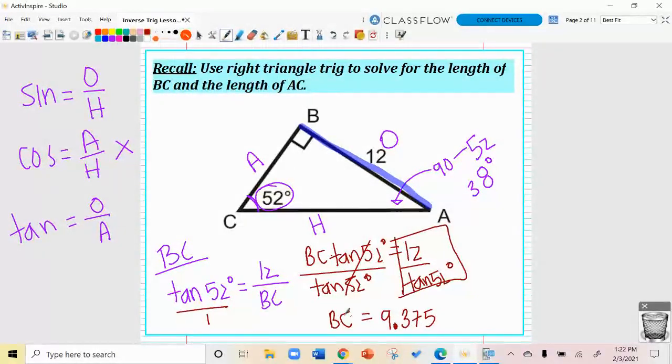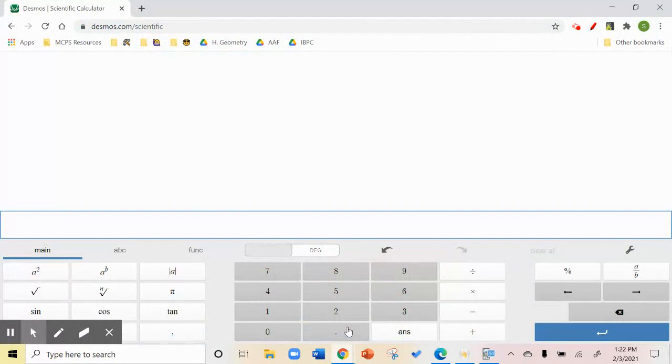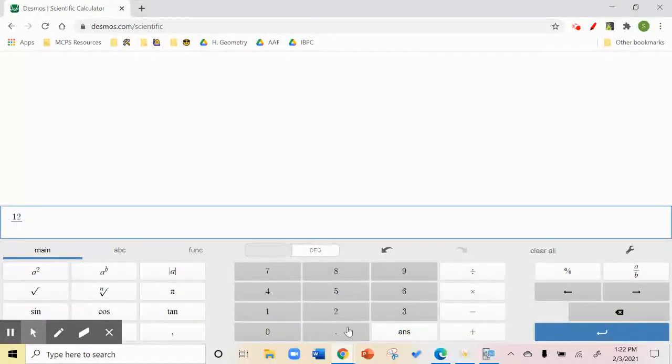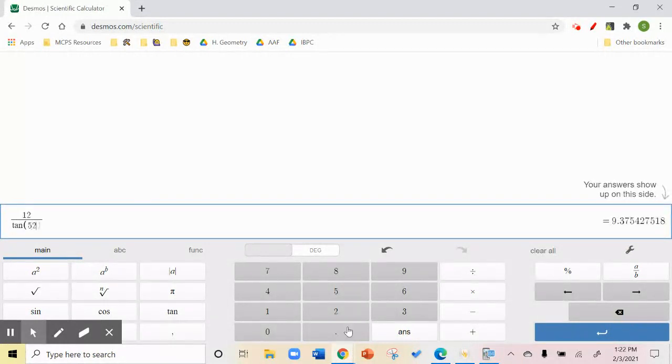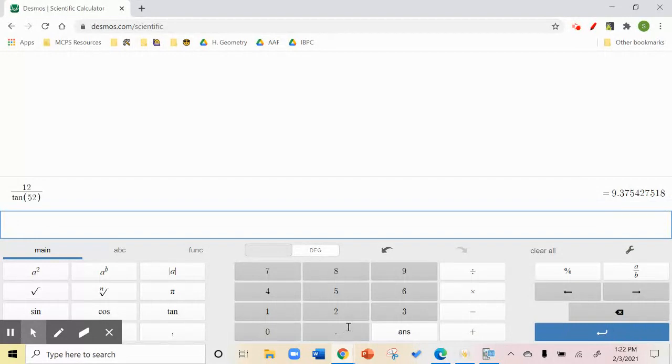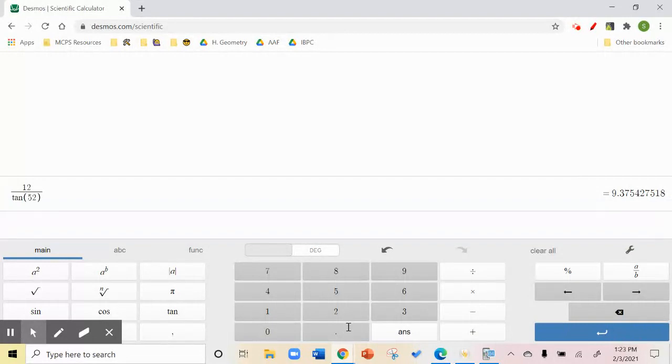I don't know why it doesn't like points, right? I could also do that in my Desmos scientific calculator. I forgot what it was. But again, I want to be able to see degrees. I talked about this in my last video. 12 divided by, where's my divided by? Tangent of 52. Oh, look, I got the same thing. I don't even need to worry about it. It's right there. Okay.